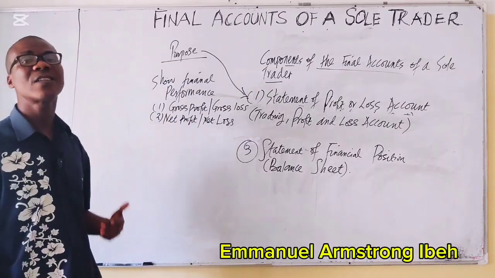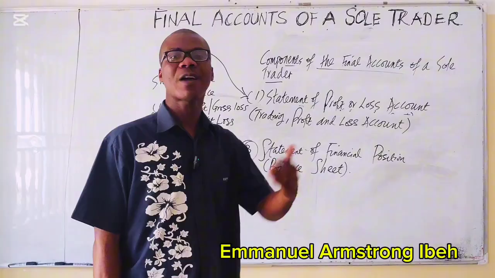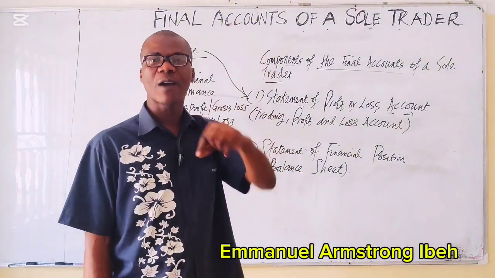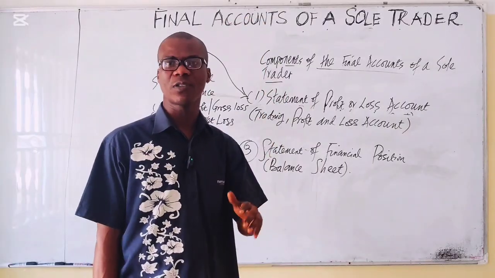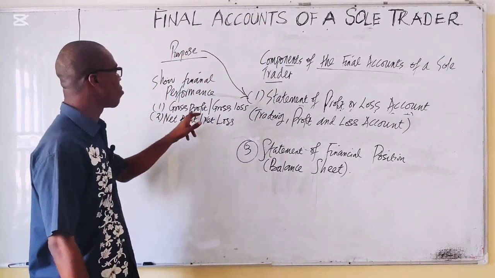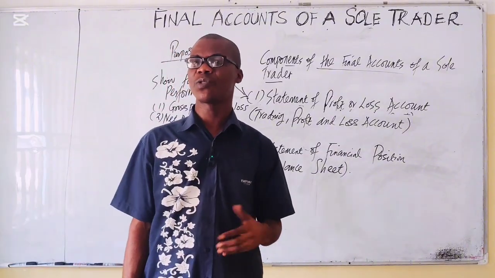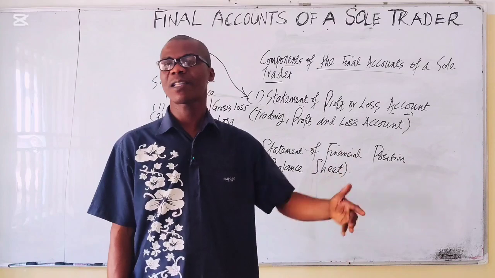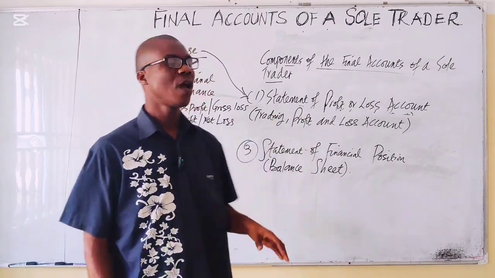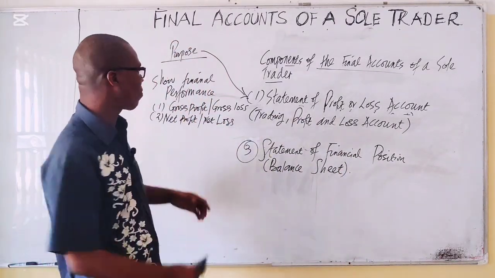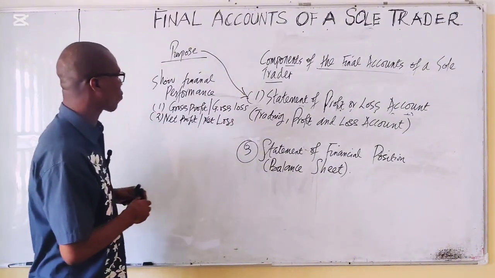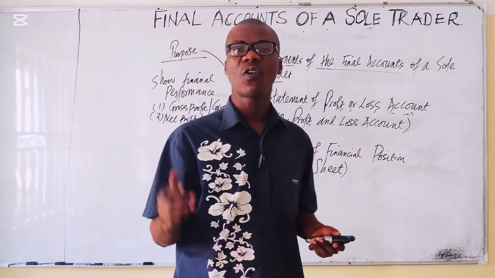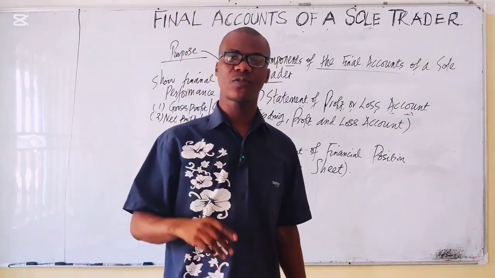Gross profit is the excess of revenue, direct revenue, over direct expenses. As I told you, do not bother yourself. We are going to see a detailed format in no distant time. If direct revenue, sales, is bigger than direct expenses, there you have gross profit. If it is the other way around, what you have is gross loss. Then net profit. Net profit is the excess of income over indirect expenses.